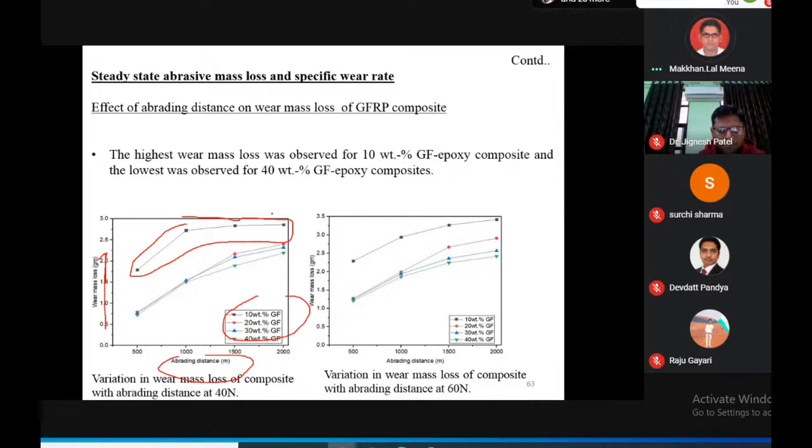And this is the different view of wear mass loss, based on distance at 40 Newton load, and this result shows the distance at the 60 Newton load.